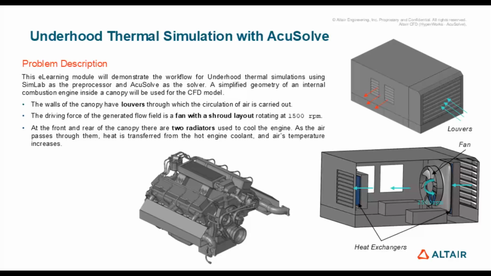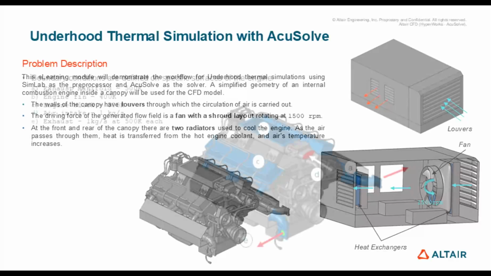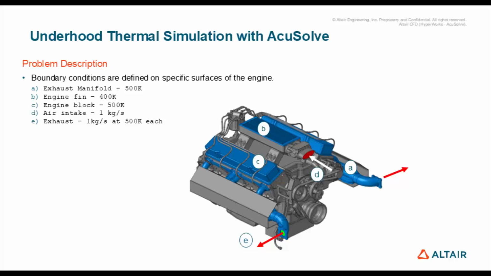A fan with a shroud layout, rotating at 1500 RPM, is going to be the main driving force for the flow field. There are two radiators at the front and back of the canopy to cool the engine. Heat is transferred from the coolant to the surrounding air, increasing the ambient temperature inside the canopy. Engine will have thermal battery conditions applied on the exhaust manifold, the fin on the top, and the engine blocks. Notably, we will also model the air intake and the exhaust of the engine.